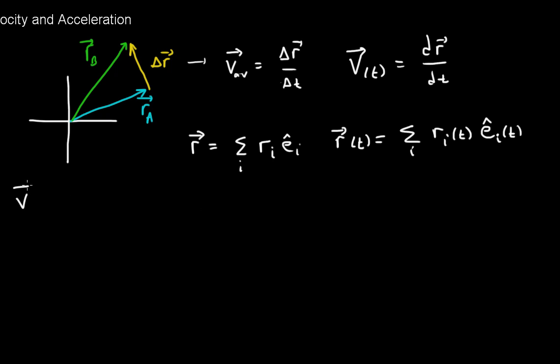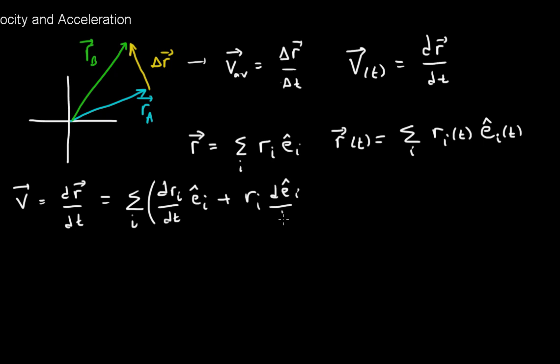dr dt will then be simply the time derivative of this sum. Now, because the components themselves can have time dependence as well as the unit vectors, we'll get two terms. We'll get dri dt times ei vector plus ri dei dt.